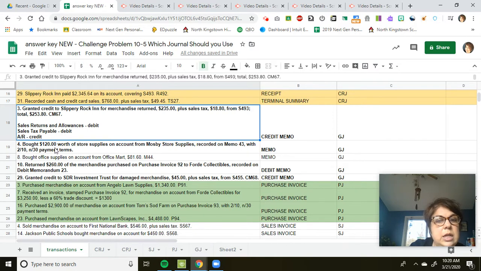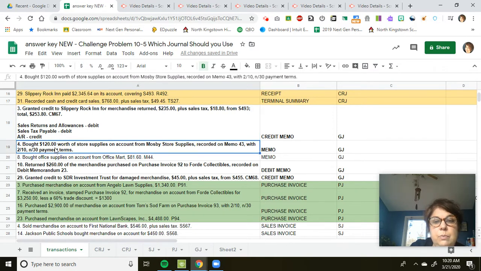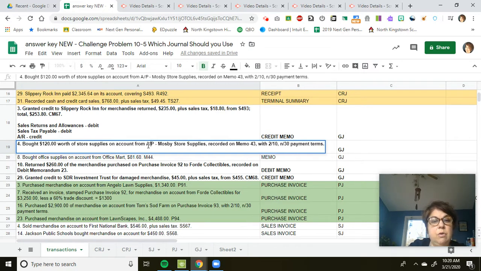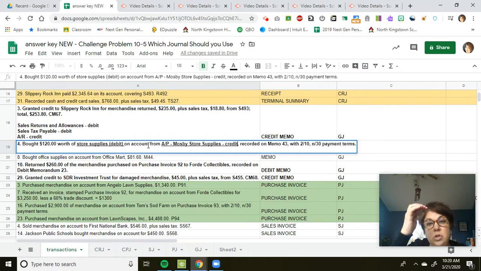The second transaction in the general journal was a memo, and this is a throwback to accounting 1. Bought $120 worth of store supplies on account from Mosby Store Supplies. They are definitely my accounts payable. So I'm going to come in front of this and say accounts payable. And whenever I have store supplies, underlining it, that is going to be my debit to store supplies. So credit to accounts payable. Again, you did this in accounting 1. So this is just a 2-line entry.